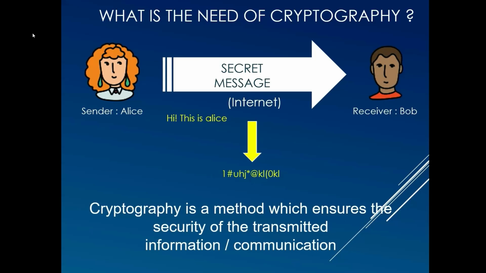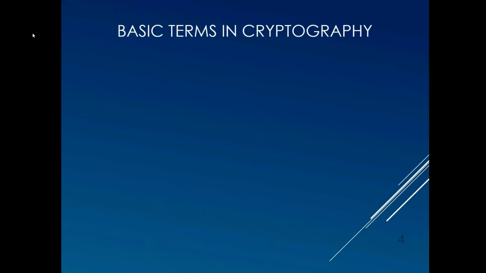Let us now see some of the basic terms used in cryptography. The first and foremost term is plaintext. Plaintext is the unencrypted, readable, plain message that anyone can read. It is the message that a sender wants to send to the other end, to the receiver.